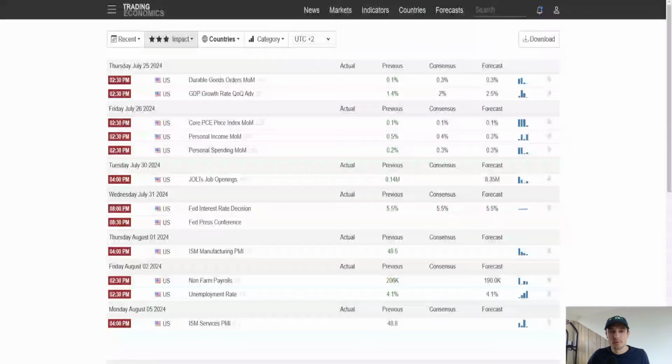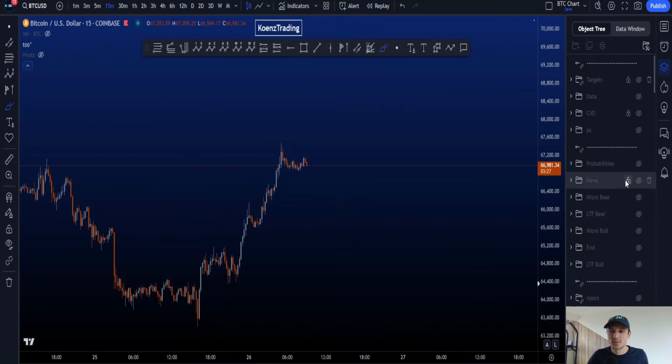We also have some news today at 2:30 p.m. Central European time, so make sure you trade safe around that hour, as it might increase the volatility.